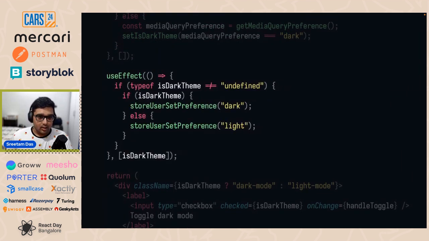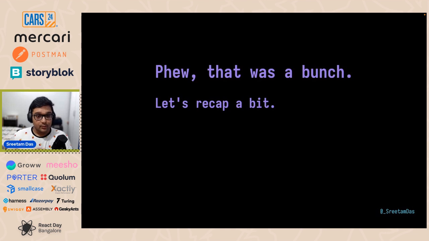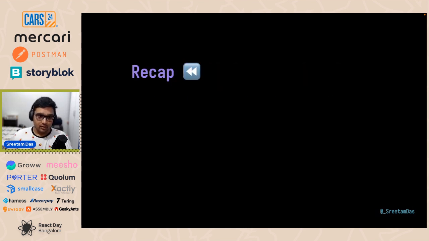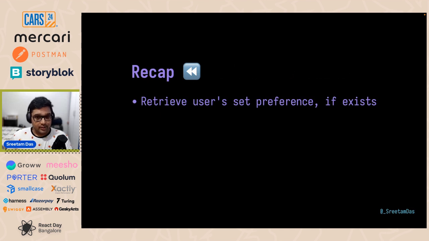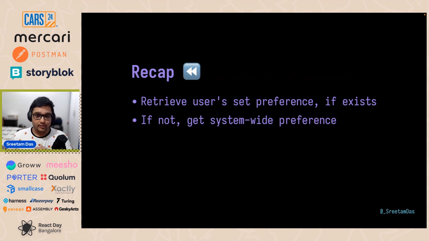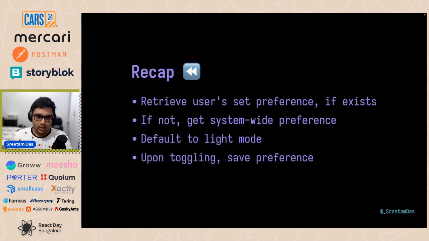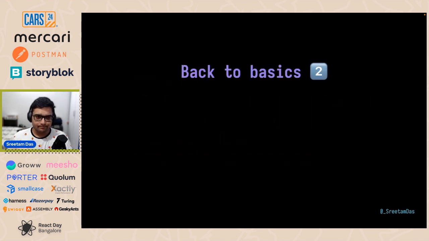And then just to make sure we are actually saving this preference when the user toggles it, we add this particular block. Phew. All right, that was a bunch. Let's recap a little bit. Here's what we've done so far. We retrieve the user-set preference if it exists on mount. If not, we get the system-wide preference. We default to light mode, and whenever the user toggles, we save this particular preference.